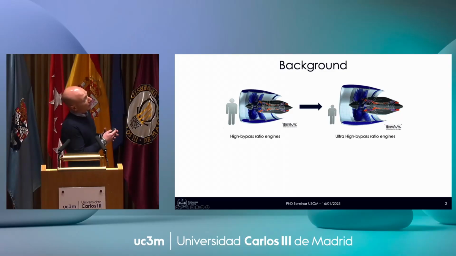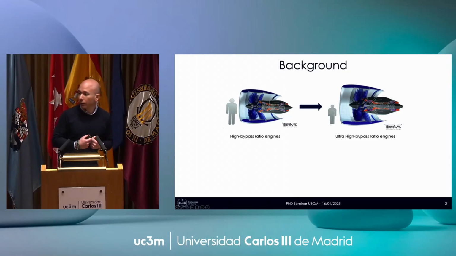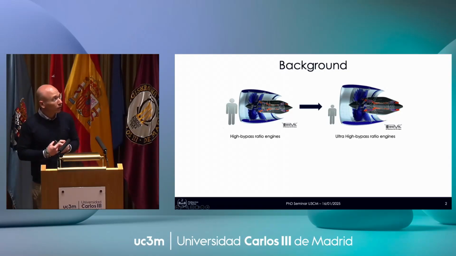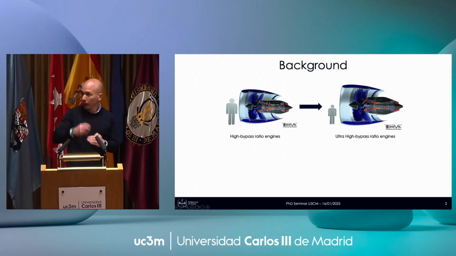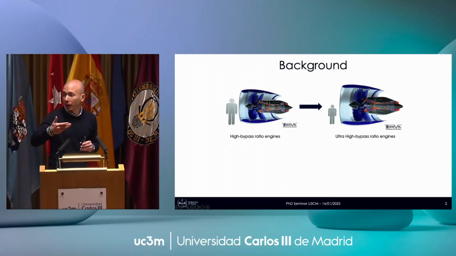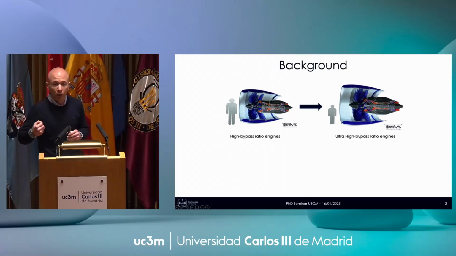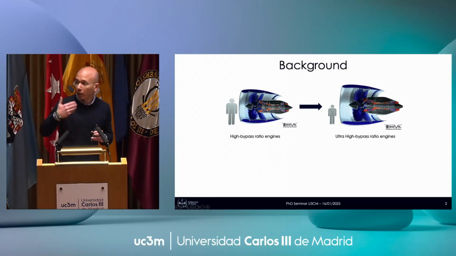What you can see here is that the engine is becoming larger in diameter. This has an advantage: the exit velocity of the flow is less, so the noise associated with the jet is less. But at the same time, what's happening? The fan size is increasing. So now the fan noise starts to dominate because we are reducing the jet noise, and it also moves to lower frequencies because we have a lower rotational speed.